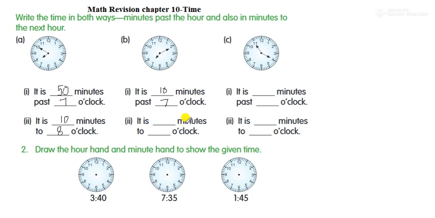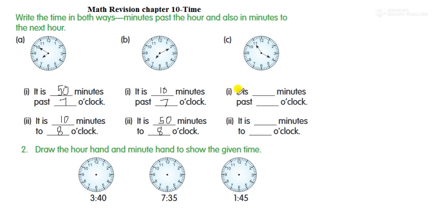So it is dash minutes to 8 o'clock. To 8 o'clock, how many minutes are here? Here to here is 5, 10, 15, 20, 25, 30, 35, 40, 45, 50. So it is 50 minutes to 8 o'clock.